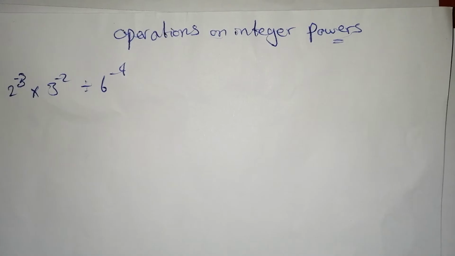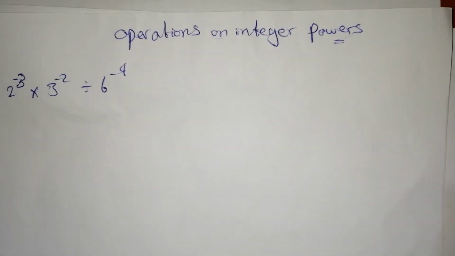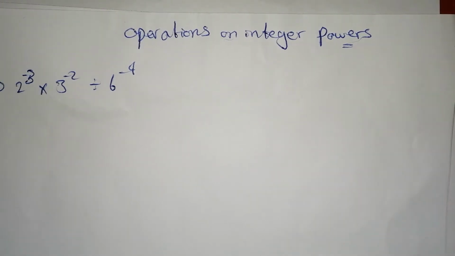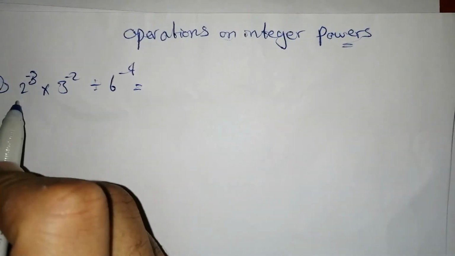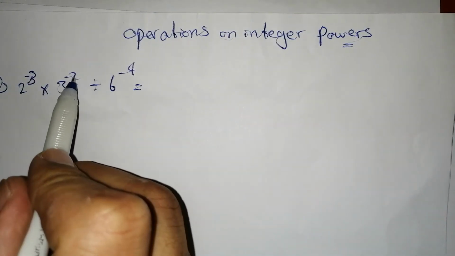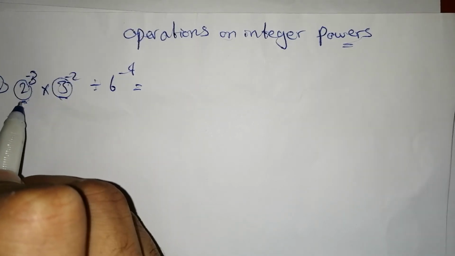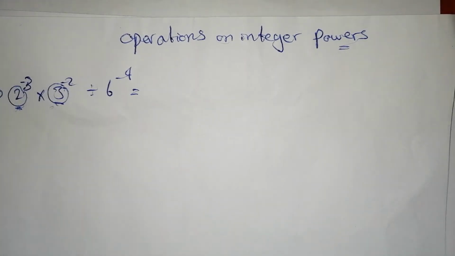And let's start with our first question, and it says find in the simplest form 2 power negative 3 times 3 power negative 2 divided by 6 power negative 4. We want to find the solution in the simplest form. 2 power negative 3 times 3 power negative 2. Yes, we don't have a common base. The first base is 2 and the second base is 3, so we can't add the powers.